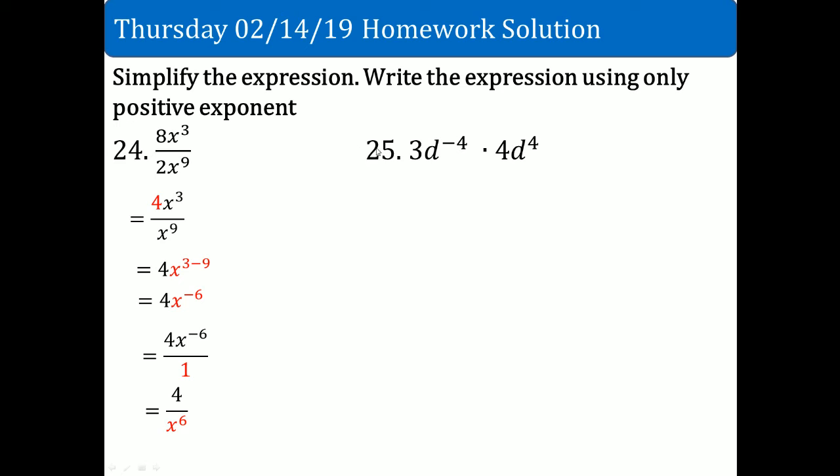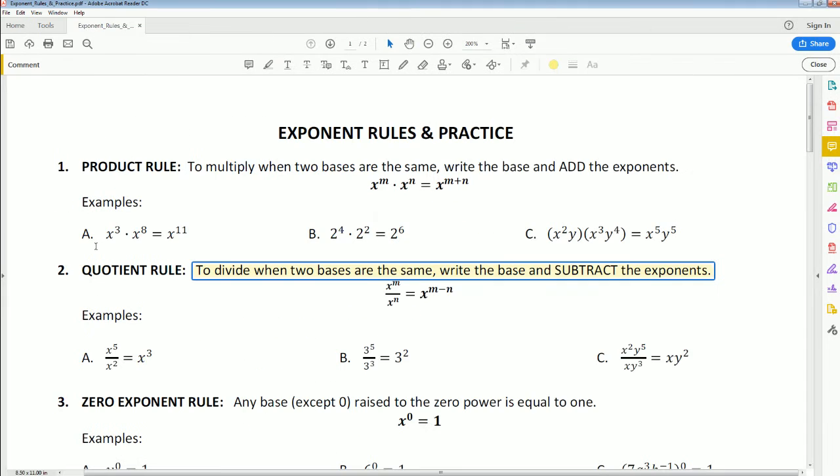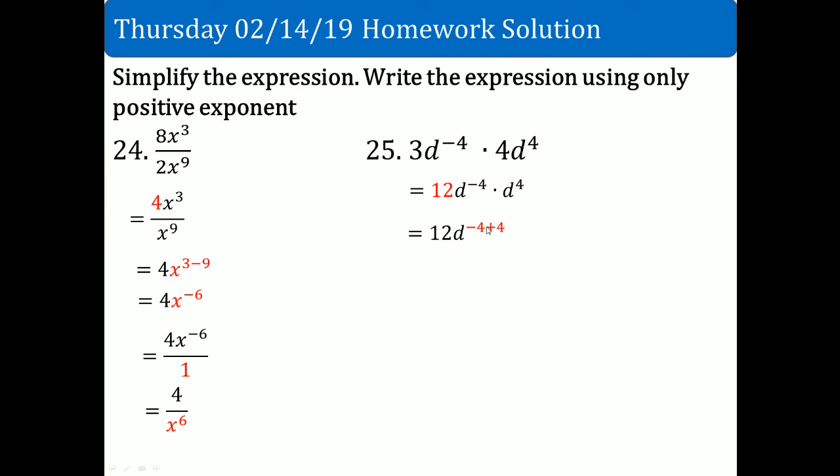25. 3d to the negative 4 times 4d to the 4th. The first thing I did is the multiplication. 3 times 4 gets you 12. Nothing happened to the d to the negative 4 power and d to the 4th power. This is the product rule, so you add the exponents. Negative 4 plus 4 gets you 0. So you get 12d to the 0. We know what d to the 0 is, which is just 1. 12 times 1 is just 12.